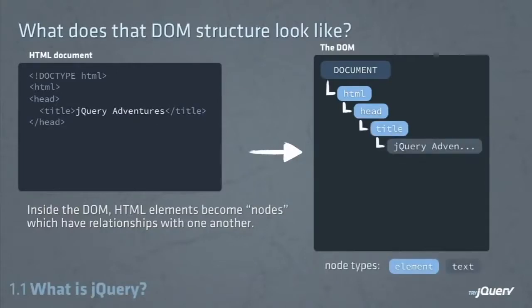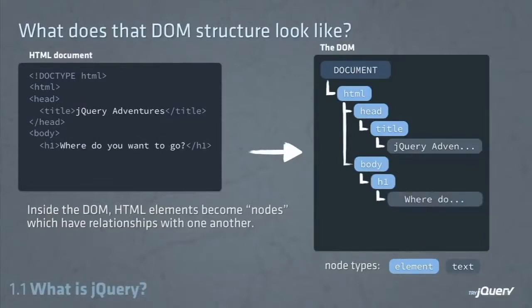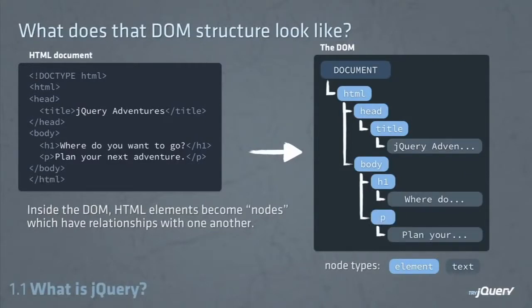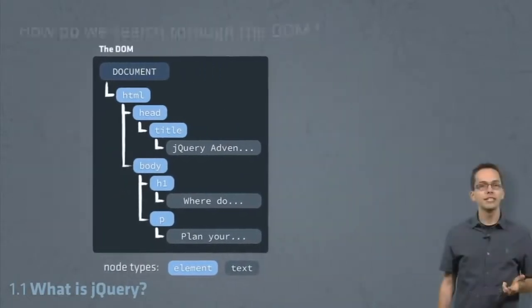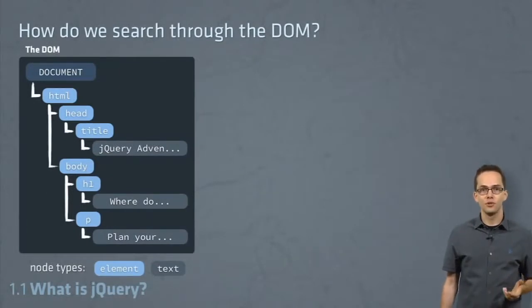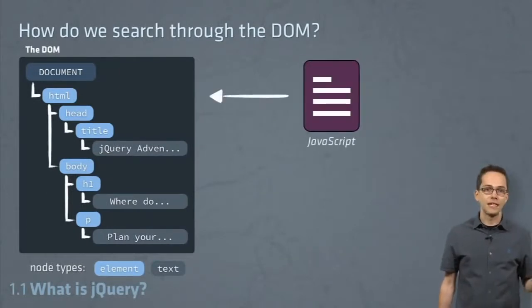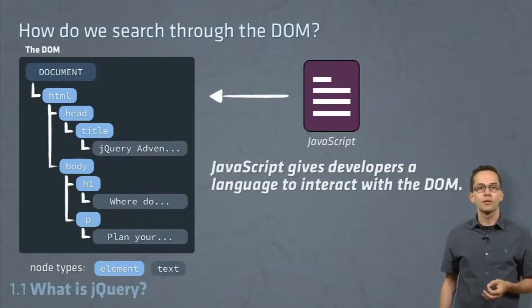Then we have the body node, which is a sibling to the head node. Underneath that is an H1 node with a text element of where do you want to go. And then lastly, we have a paragraph node, which also has a text node under it. In order to interact with the DOM, all browsers use JavaScript. That's the standard language that gives developers a way to interact with our DOM.